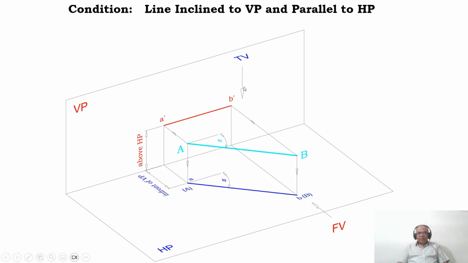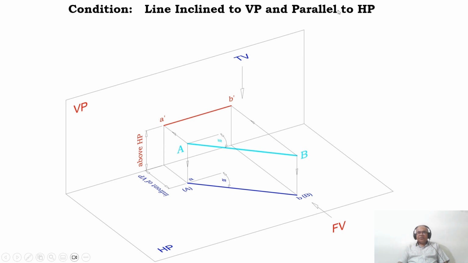If I look from the top view, the 2 endpoints of the line, A and B, are not equidistant from the vertical plane. A is at some distance and B is at some other distance. Therefore, the line is inclined to VP. Where will that image fall? The image will fall on HP. You can see here small a and small b, which represent the image in the top view. So the line is inclined to VP.